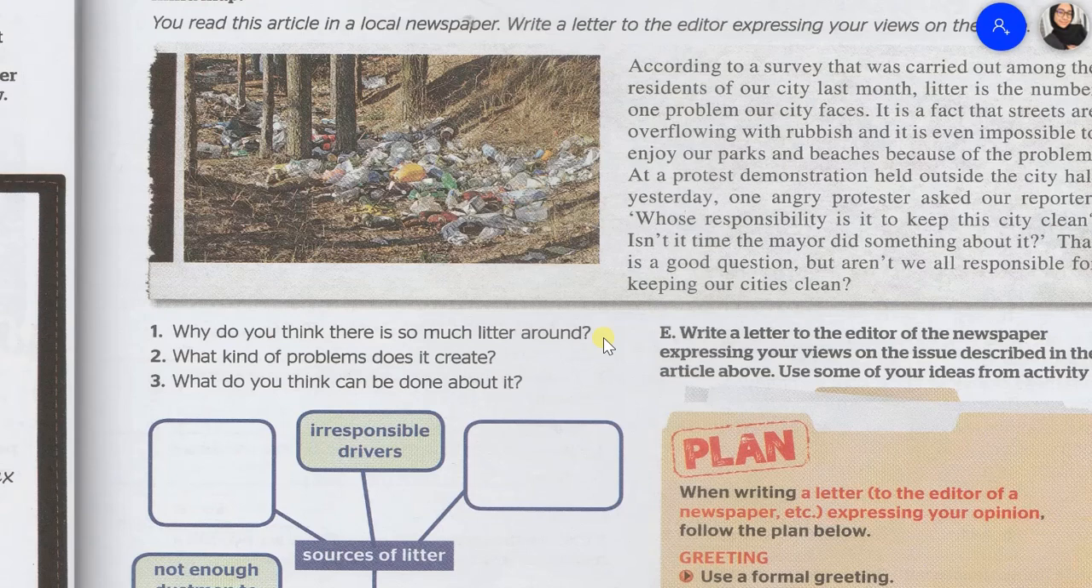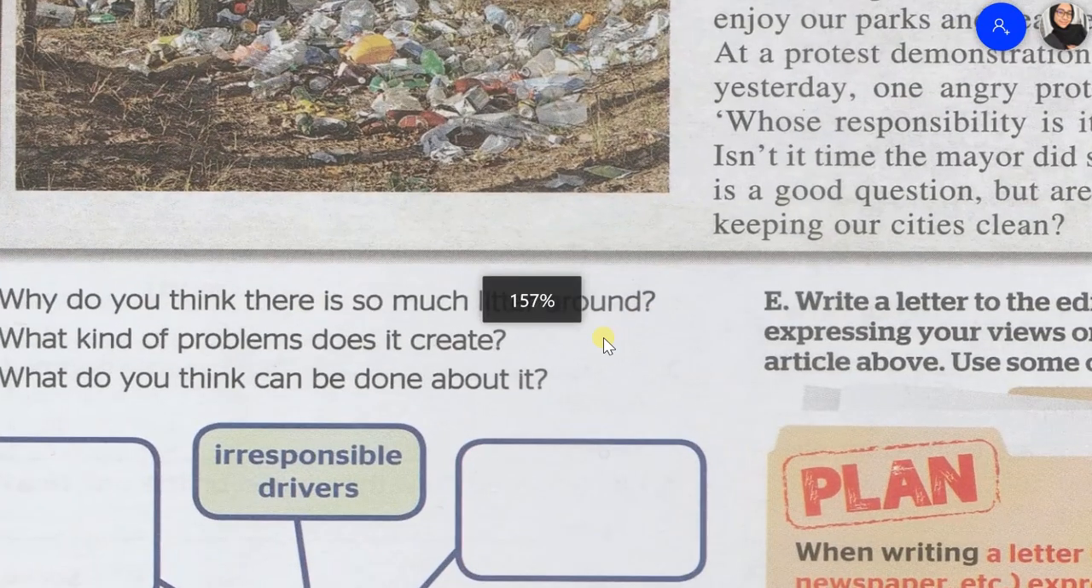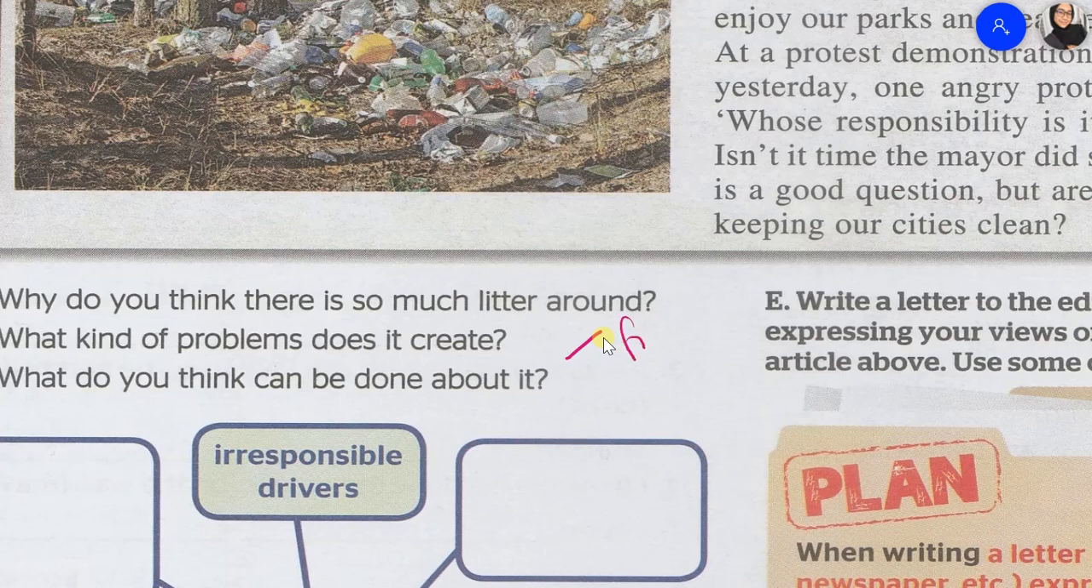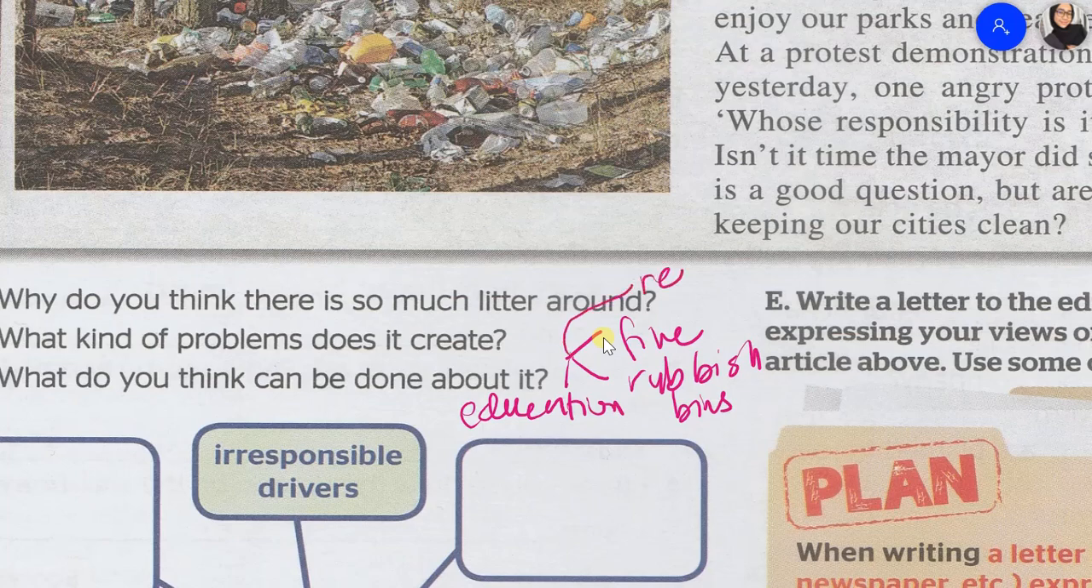Another way to discourage people from littering is to impose strict fines, saman. Besides this, we can increase the amount of rubbish bins available. In this way, people will be less likely to litter. Okay, so fines, saman, and increase the amount of rubbish bins. What else? Education, awareness education, and recycle.